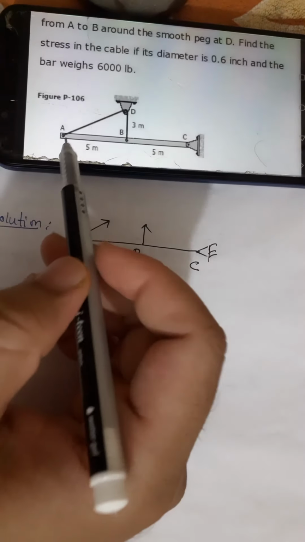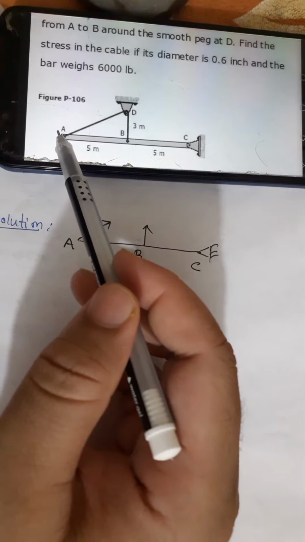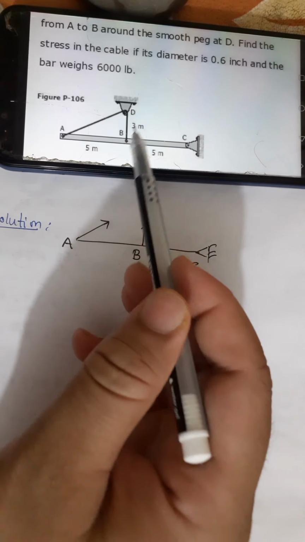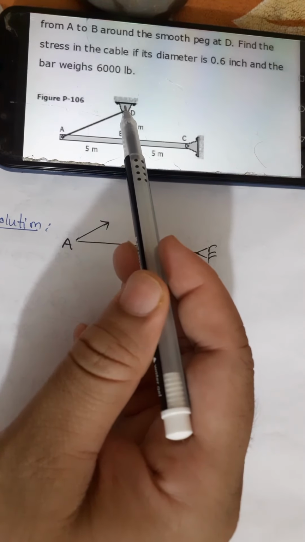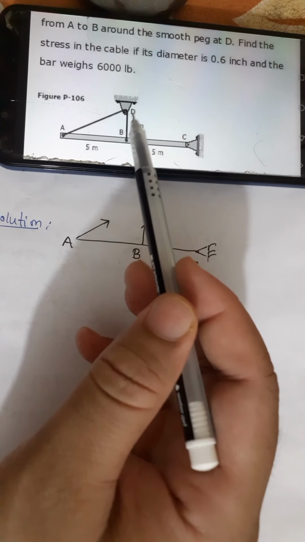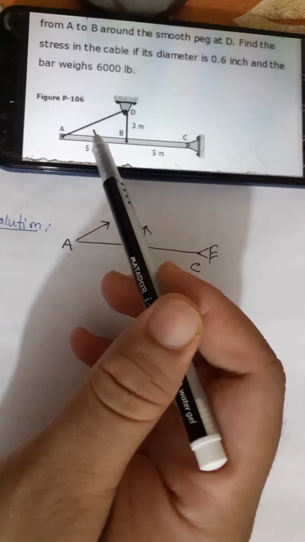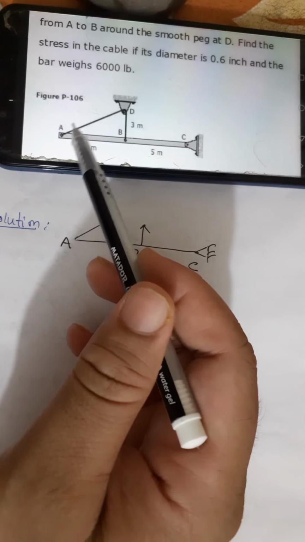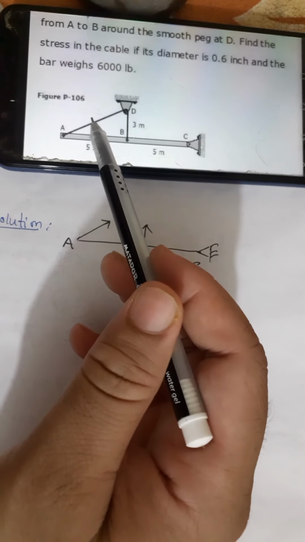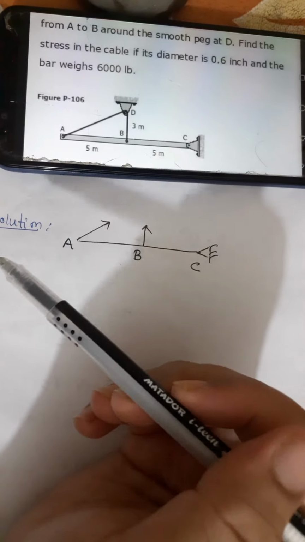Think of the cable running from A to B over the point D, and the peg at point D is smooth, so there will be no friction force loss, and as it is a single cable, the force at each point of this cable will be the same.